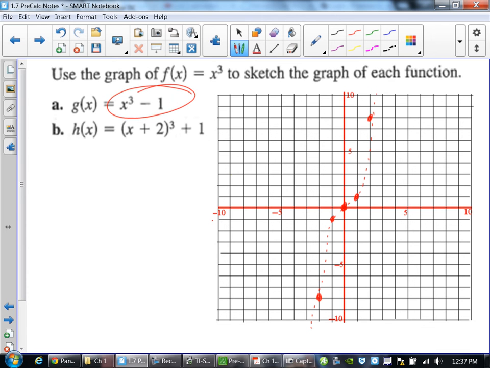Now, according to this, what happens to it at g of x? It just moves all of those points down one spot. Now, after you plotted your parent function, when you plot your other one, just move them down one. And what do I do with the line then?